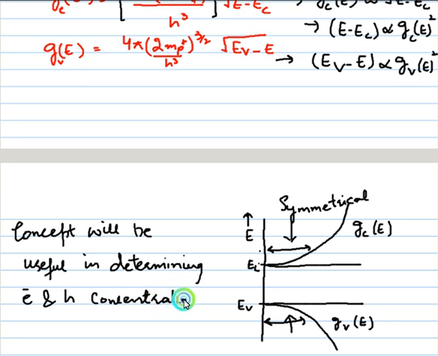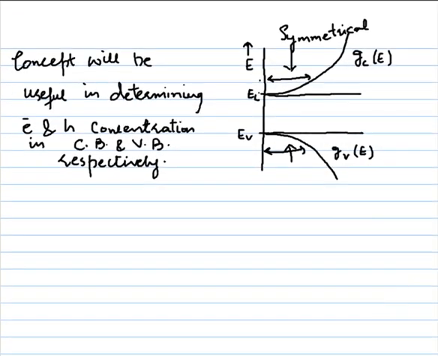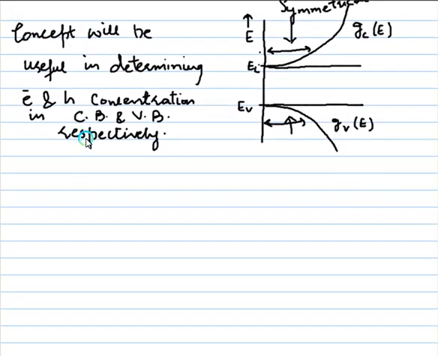Now let us say we take energy as the vertical axis, and this is our EC and this is our EV, and the energy increases like this. Let me draw a line for the conduction band and a line for the valence band. We have to plot GC, the density of states, versus the energy. It will look like this, and here it will look like this. So this will be your GC of E, and this will be your GV of E. And remember, these two will be symmetrical.